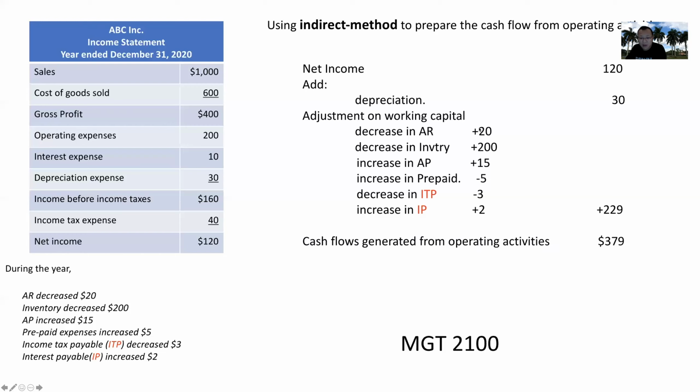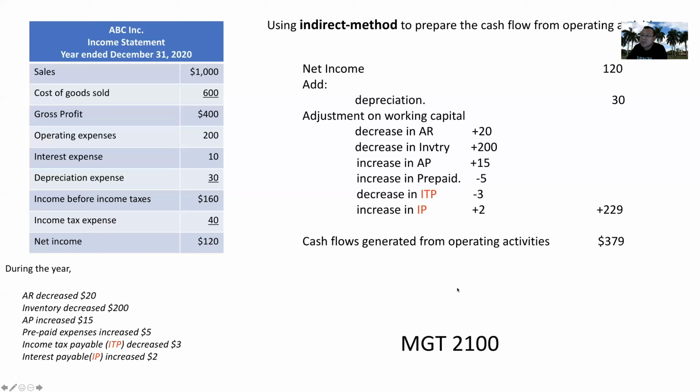Okay, so now the cash flow generated from operating activities would be 379. So 120 plus 30 plus 299. So you get 379. Okay.